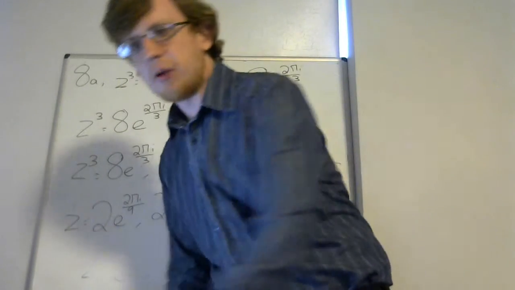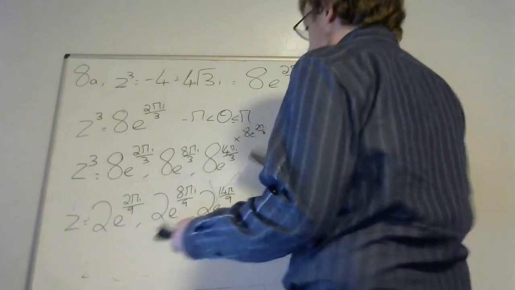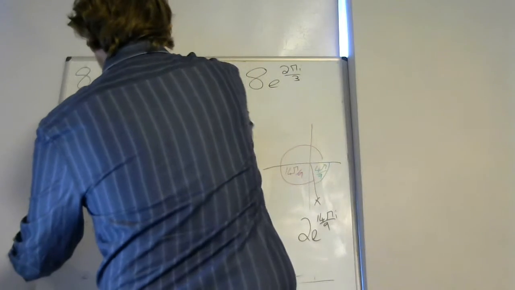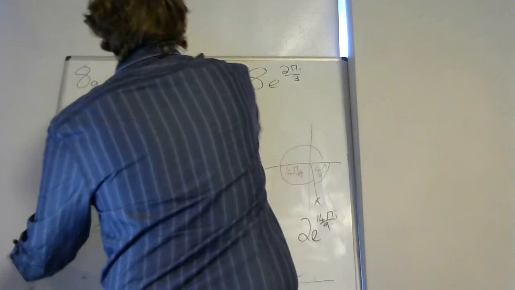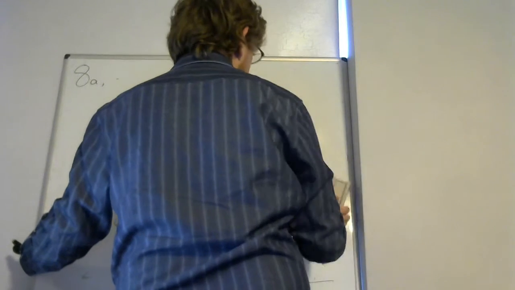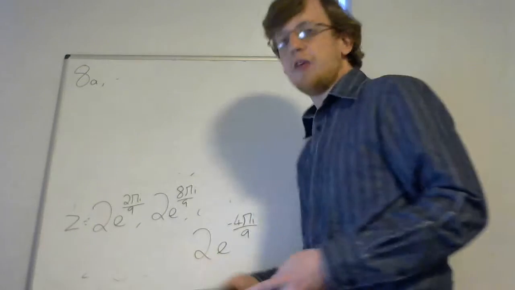So in the next part of the question, what we're going to do is sketch those 3 solutions on an Argand diagram and find the area of the triangle that they create when you join their points up. And this requires a little bit of thought.